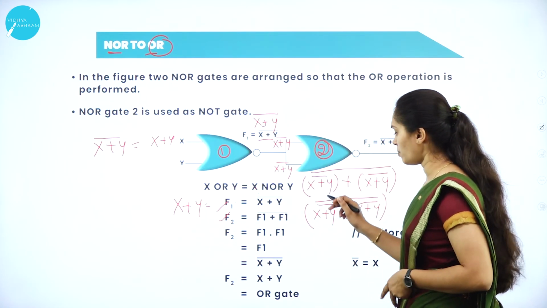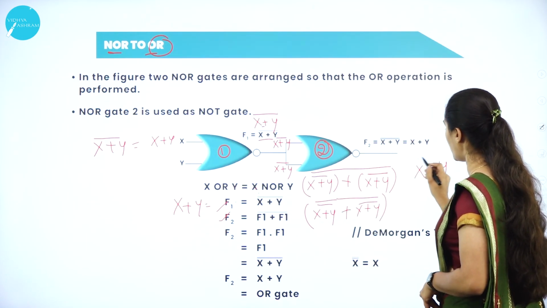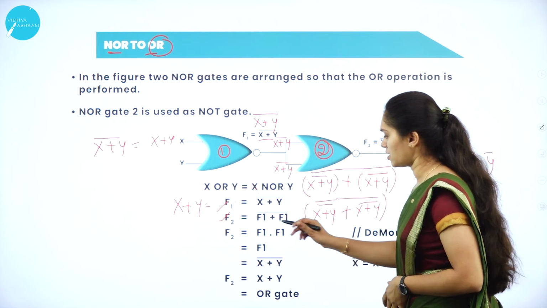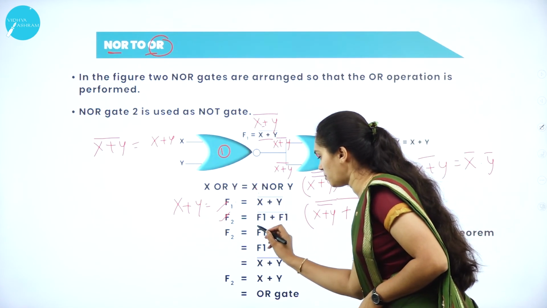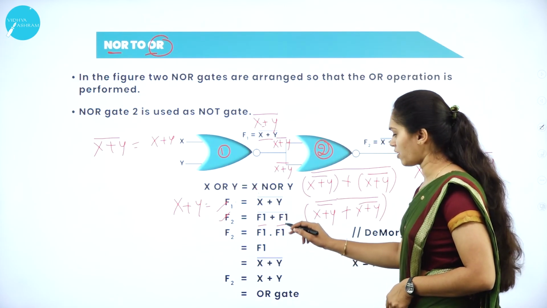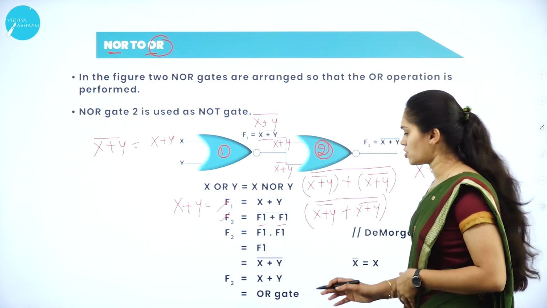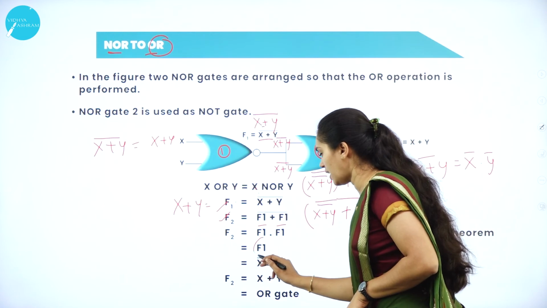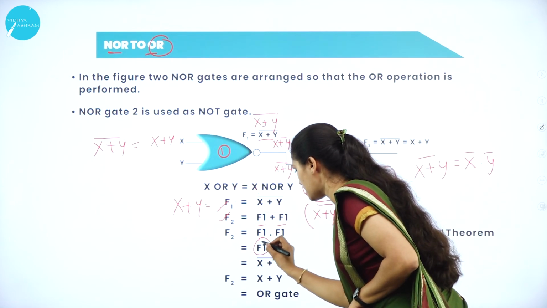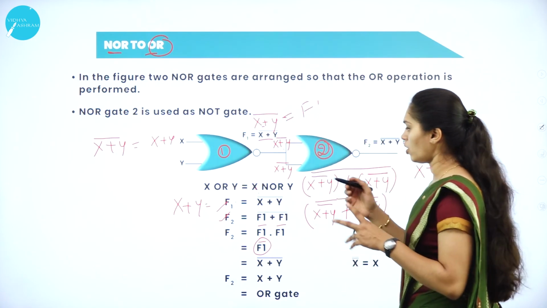So this is the representation of F2. Based on De Morgan's second law, what am I going to do? (X plus Y) whole bar is equal to X bar into Y bar. So this is how I am going to convert. F2 is nothing but F1 bar into F1 bar. So 1 into 1 will be 1, 0 into 0 will be 0. In that way F2 becomes F1. So we know what the value of F1 is. F1 is nothing but this (X plus Y) whole bar.